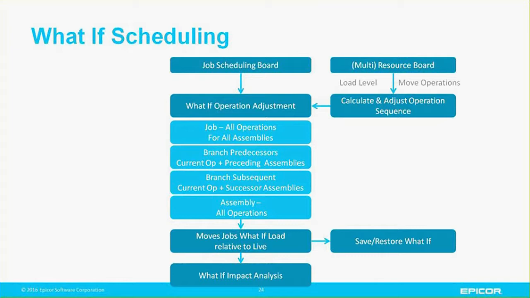The options available are to reschedule all the operations on the parent assembly and all sub-assemblies, or to reschedule the current operation and all predecessor operations, or reschedule the current operation and all successor operations, or only the operations on the affected sub-assembly. If required, this what-if schedule can be saved, and an alternative what-if scenario can be tested. Saved what-ifs can be restored back as and when required.